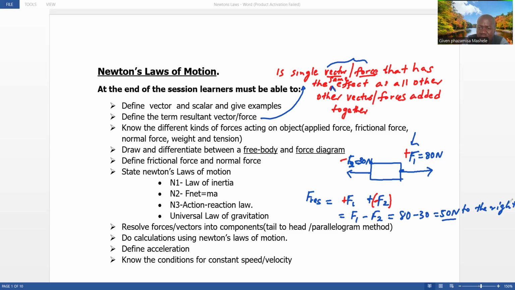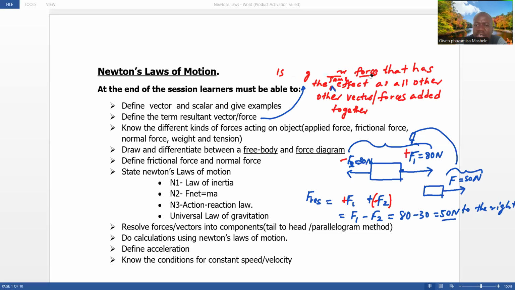So if we do not want to have this, we can just write one block and say, okay, this block will move to the right with a force of 50 Newton. So you see that this is a single force that will have the same effect as these two forces added together. And that is called a resultant vector or a resultant force. It depends whether they want you to define it as a resultant vector or as a resultant force. So it's very important for you to know this.